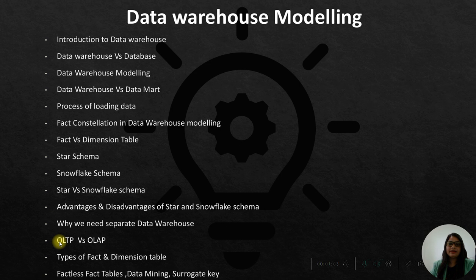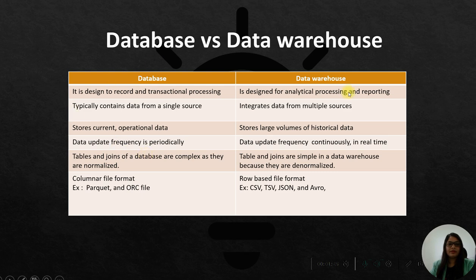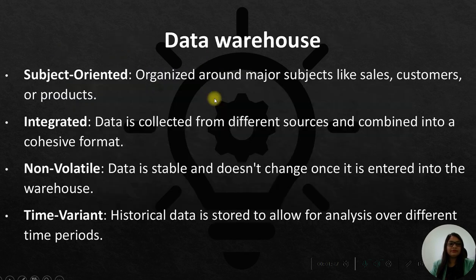what is the difference between OLTP and OLAP, and what are the types of the fact and dimension table, what are factless fact tables, data mining and surrogate key. So we will see everything one by one. So majorly I have created diagrams so you will not get bored because this is all theory part. So first we understand what is the data warehouse.